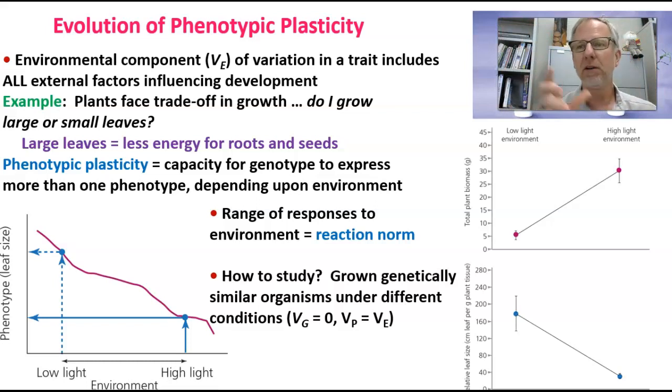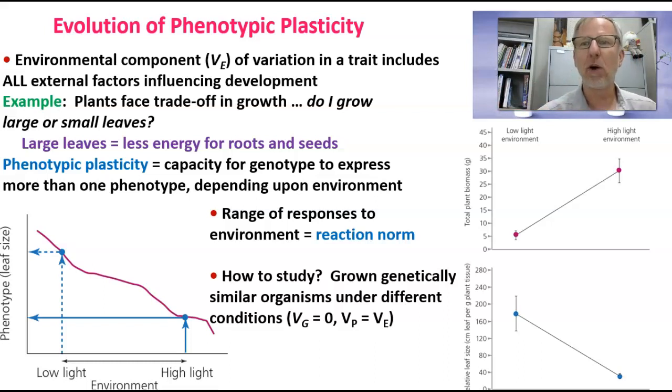So my recording image on the top right of the slide is of two different plants. The one on the left is a small plant and the one on the right is a large plant. And those plants resulted from being grown in different amounts of light. So low light conditions gave the small plant, the high light conditions gave the large plant.